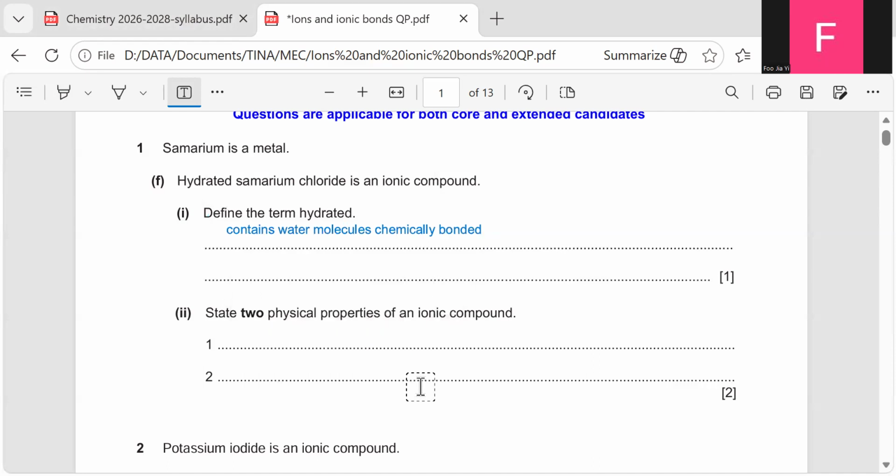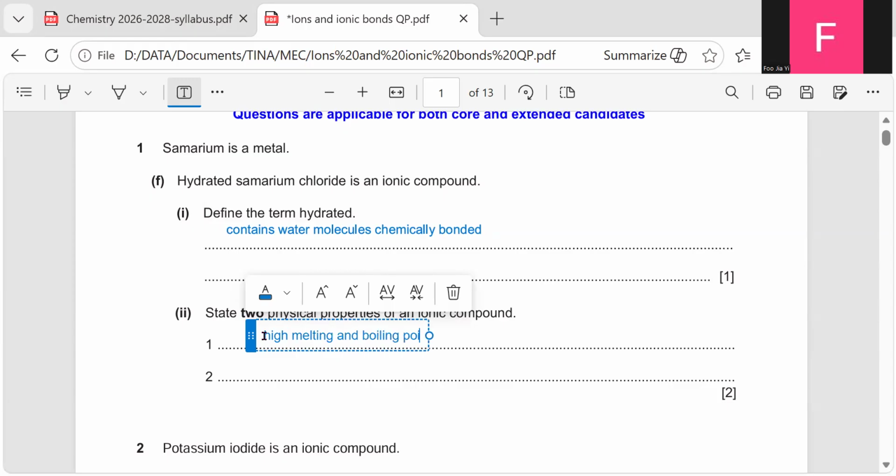Okay, what is a physical property of ionic compound? So what's the physical property? High melting and boiling point. One more. I just told you just now. One more physical property. Sorry? No, no, no. Lattice arrangement is the structure. What can it do? No, no, no. What does it do? Can it conduct electricity? Don't say you don't know. I just taught you. Can it conduct electricity?